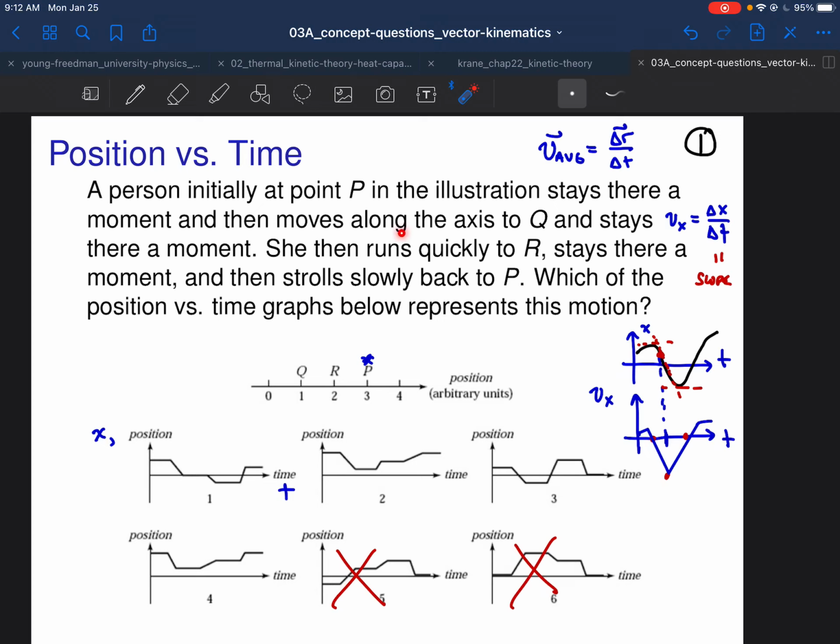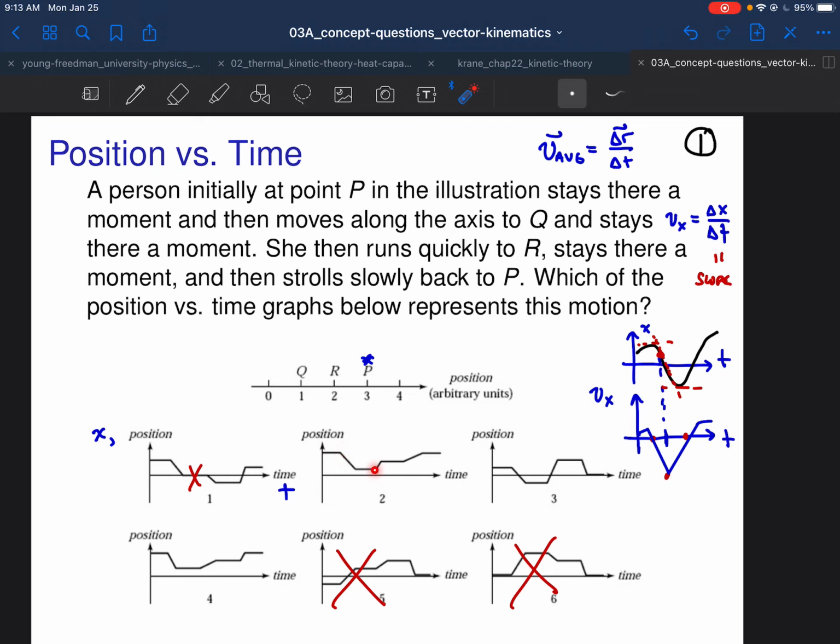Okay, then the person moves along the axis to Q. So which way are they going? They're going backwards. So if they're going backwards, then delta x is going to be negative. The v is negative then, because delta t is always positive. Time always moves forward for us. So that means a negative slope, or simply you can see it going from some large position to some smaller position. So staying where they are and then going backwards. Okay, that looks fine. However, this one landed at 0, and we see that Q is not 0, so we can already exclude this one.